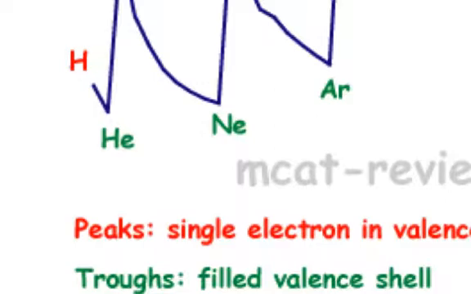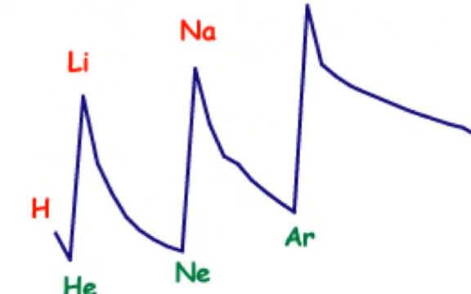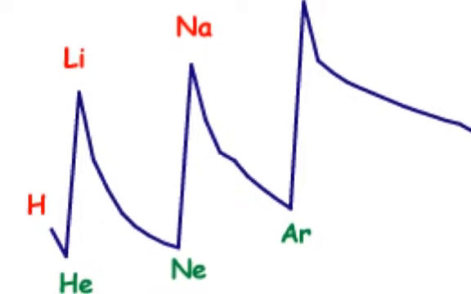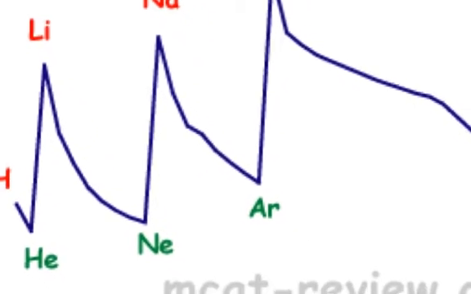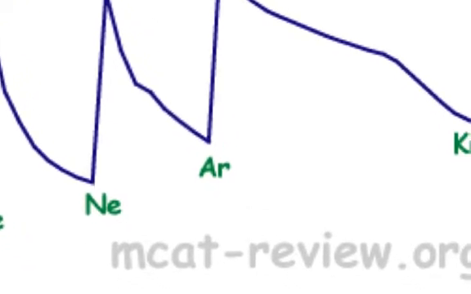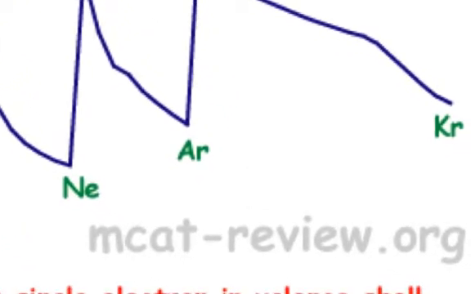And then the next electron that you have to add, you must add to the next quantum level, which is in sodium. And in sodium, you have to add an electron to the next quantum level, which makes the atomic radius much larger. Then you add protons, add protons, add protons. It sucks the electrons closer and closer to the nucleus, more attractive force, until you get to argon.